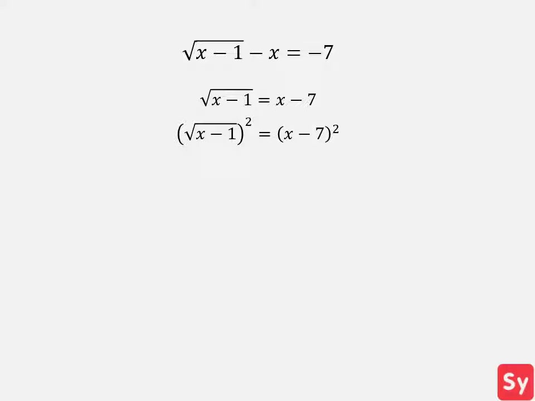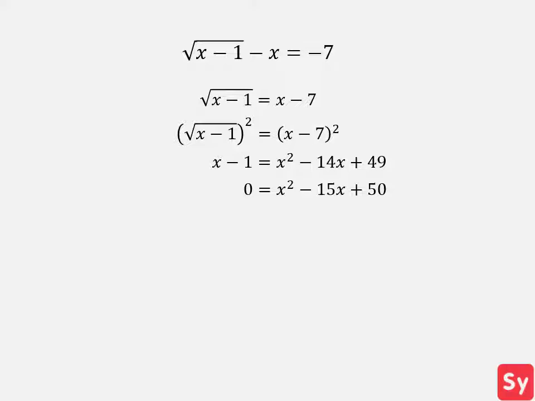Here's our first example. We have the square root of x minus 1 minus x equals negative 7. First, we have to isolate the radical, so we add x to both sides. Next, we want to undo what has been done. Since it is the square root of x minus 1, we want to square both sides of the equation. This gives us x minus 1 equals x squared minus 14x plus 49. We subtract x and add 1 to each side. This gives us 0 equals x squared minus 15x plus 50.